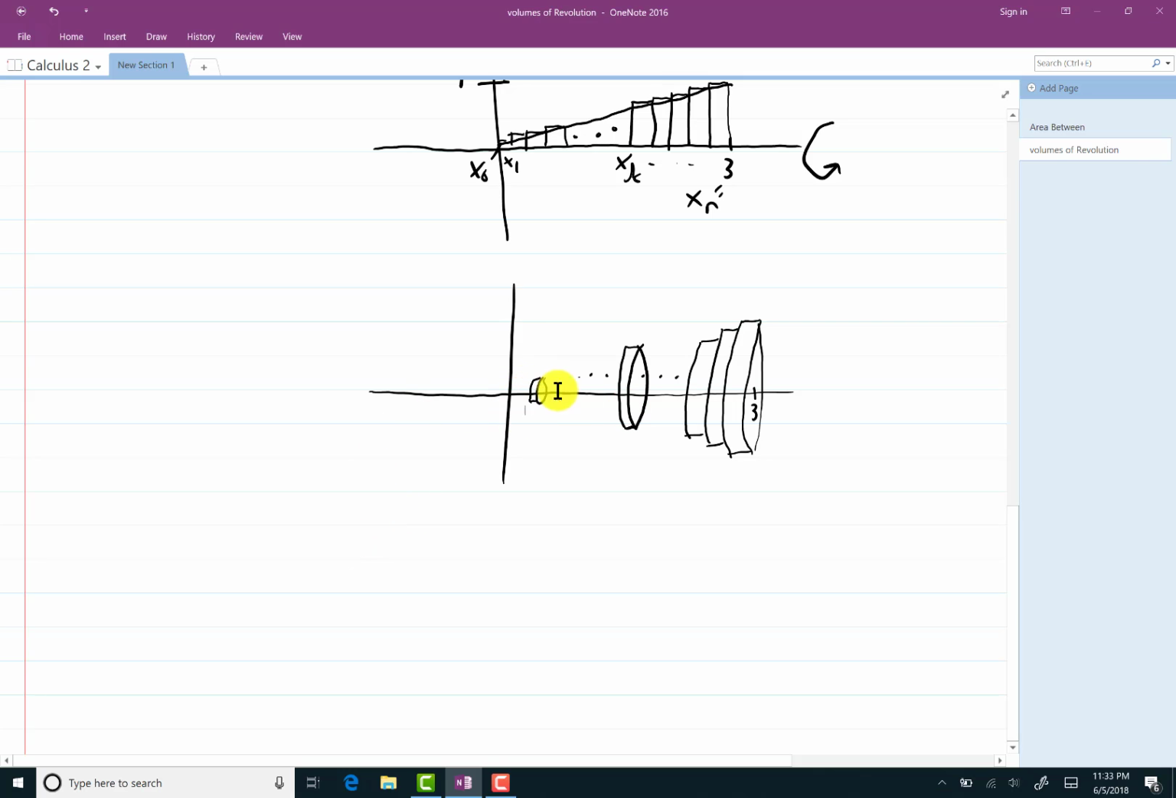So you're going to have a bunch of stacked disks here. Well, what's the volume of each of these disks? Let's call this guy x, where it's located. And let's take a look at the volume of that one thing. So pick a generic disk. I don't really care. Its center is at x. The volume of that disk.